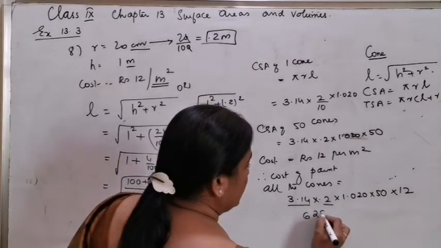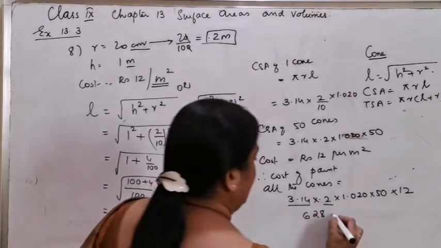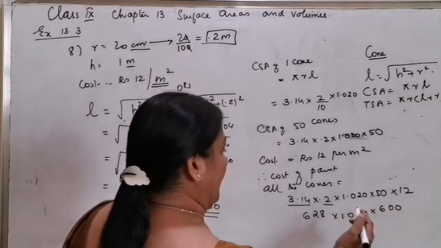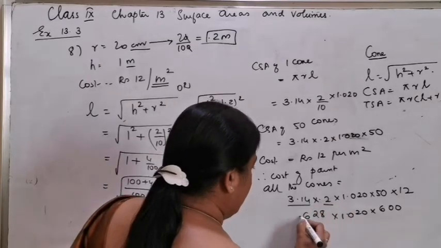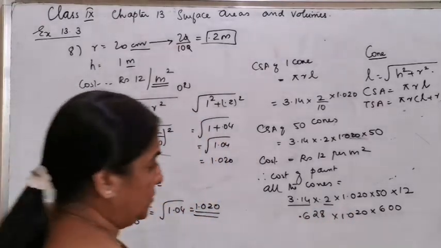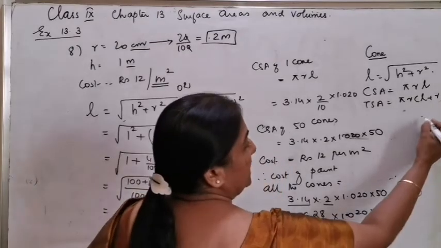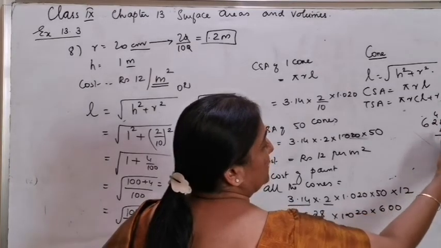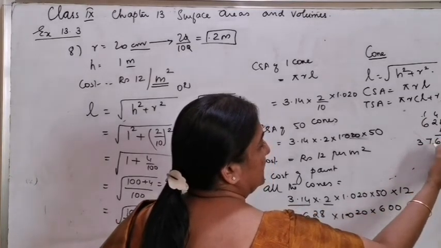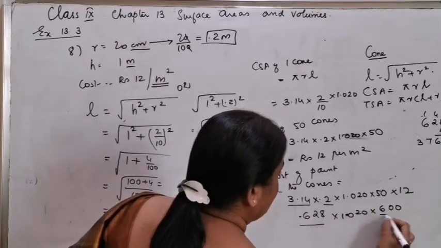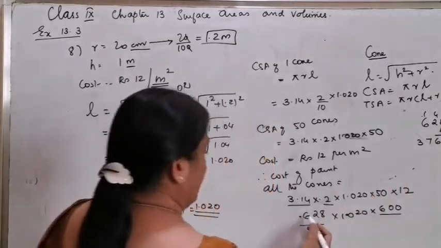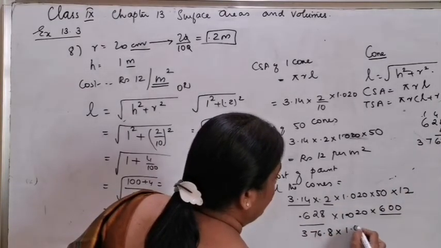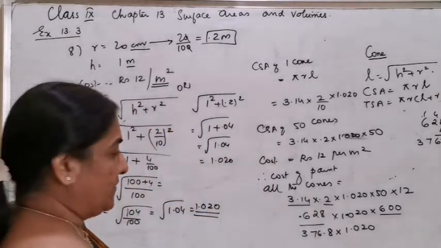314 into 2 is 628, into 1.020, into 12 5s are 60, 600. Now here the decimal place is 1, 2, 3. So here 0.628 into 600. Let's go with 628 with 6: 48, 4, 6 2s are 12 plus 4, 16, 36, 37. Into 6 and 2 more zeros. Decimal place 3. That means 376.8 into 1.020.